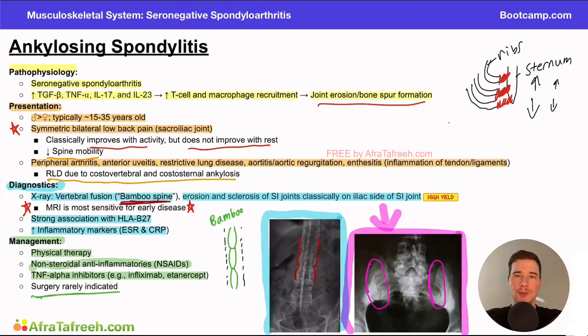Now, when we think about management here, there's no real cure for this, right? We want to avoid things like surgery because there's no indication for it. There's no real need for it. It's not going to help. But we're really just going to manage these patients' symptoms. This can include things like physical activity or physical therapy. This can include nonsteroidal anti-inflammatories or TNF-alpha inhibitors as well.